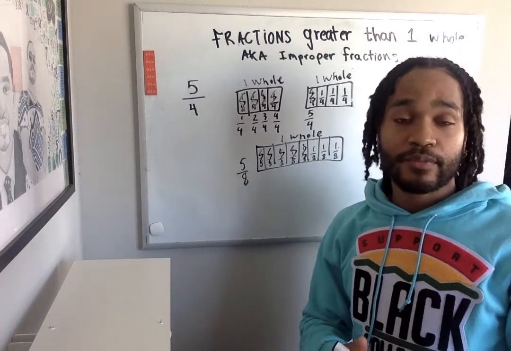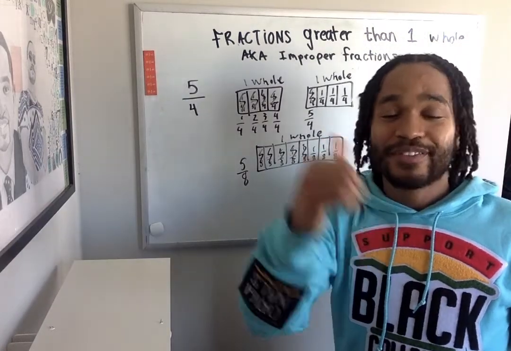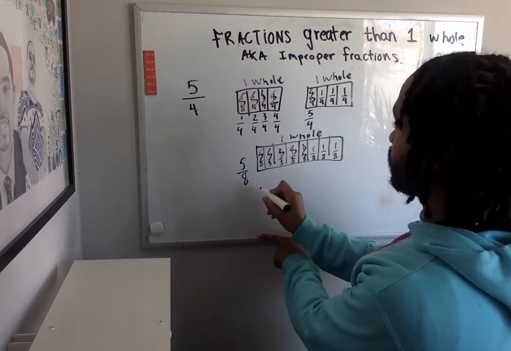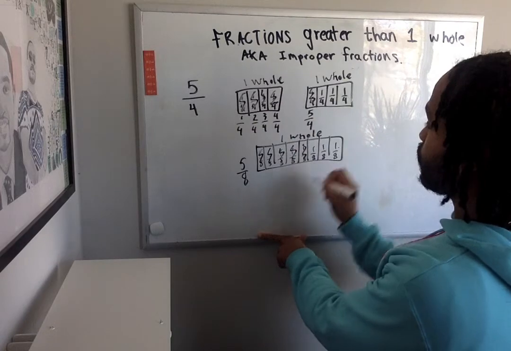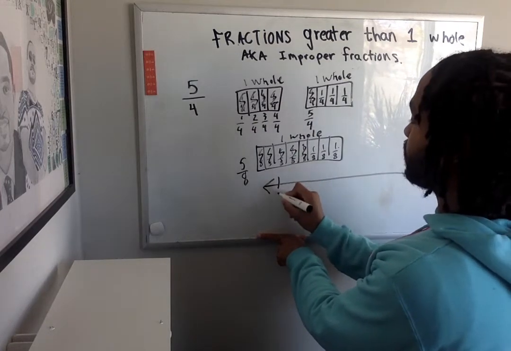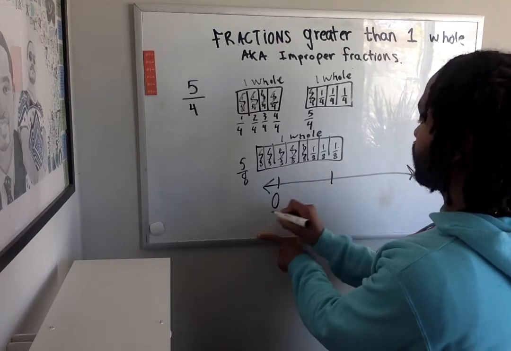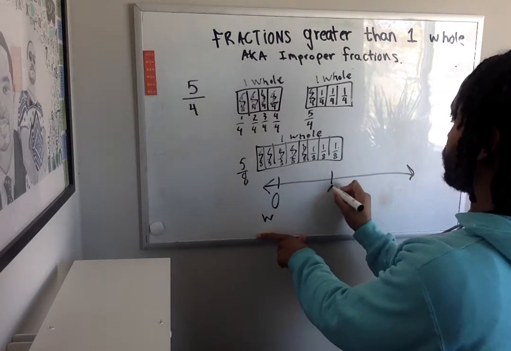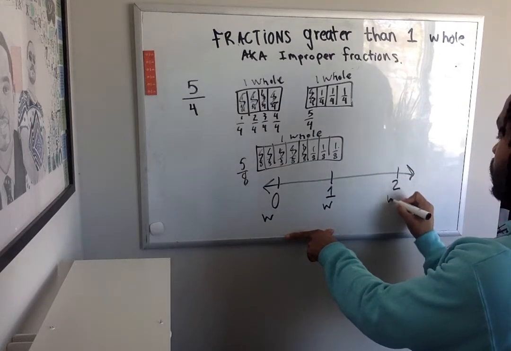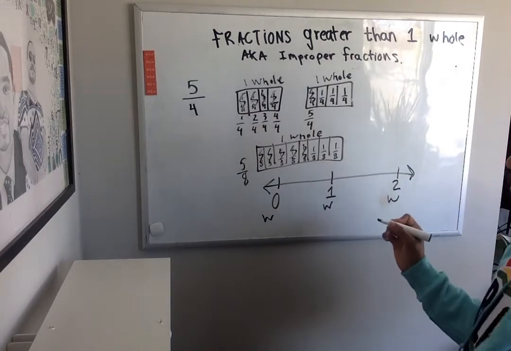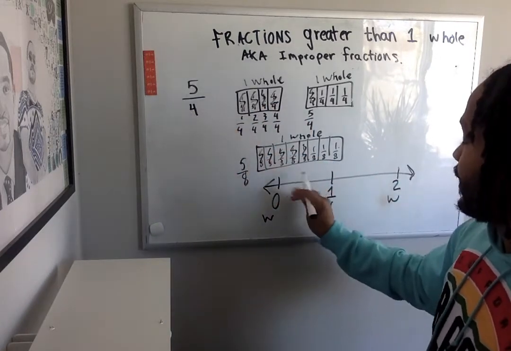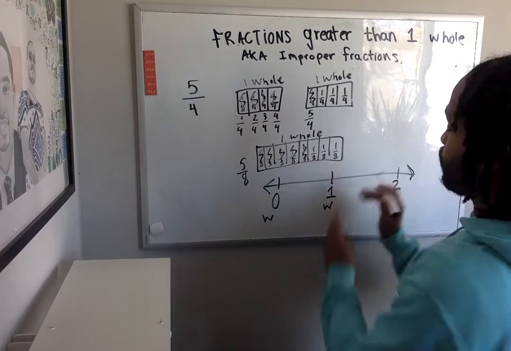Oh, before you go, let me show you how to do this on a number line. It's quite easy. Because we know it's one whole and two wholes, just make a number line. You can put 0, W for wholes. You put 1, W for wholes, and 2 with the W for wholes. And because we know that it's fourths, we'll cut each whole into fourths.